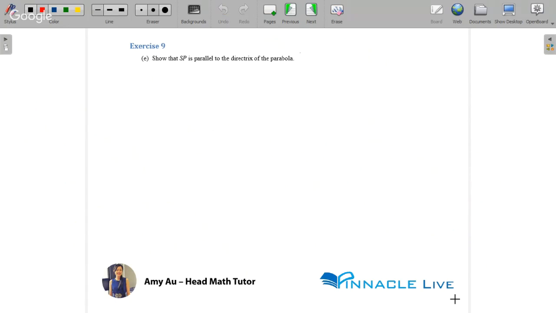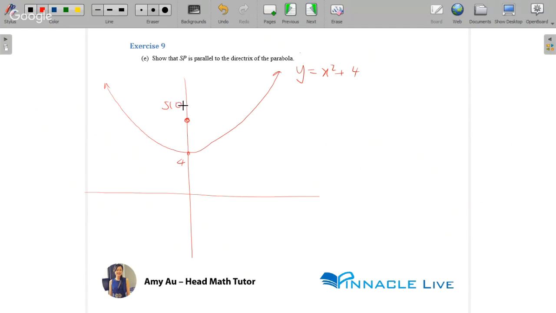Final part. Show that SP is parallel to the directrix of the parabola. So let's have a look at what we've got. So this is y is equal to x squared plus 4. The focus I've calculated from before is 0 and 4 1/4. And we've just worked out P from the previous part is 1/2 and 4 1/4.